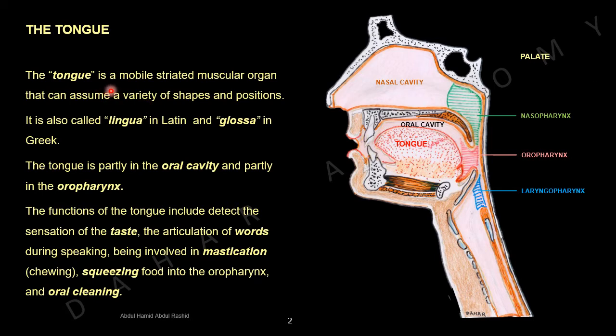The tongue is a mobile, striated muscular organ that can assume a variety of shapes and positions. It is also called lingua in Latin and glossa in Greek. The tongue is partly in the oral cavity and partly in the oropharynx. The functions of the tongue include detecting the sensations of taste, articulation of words during speaking, being involved in mastication, that is chewing, squeezing food into the oropharynx, and oral cleaning.